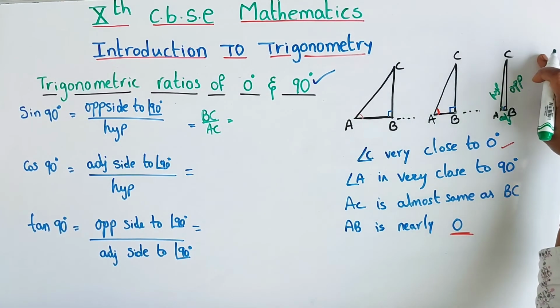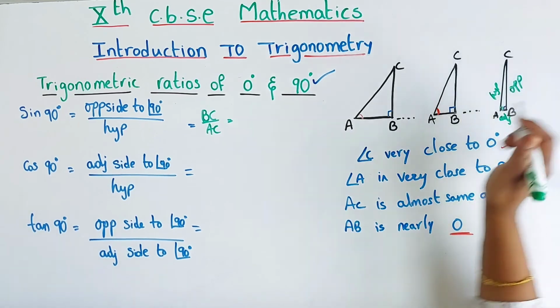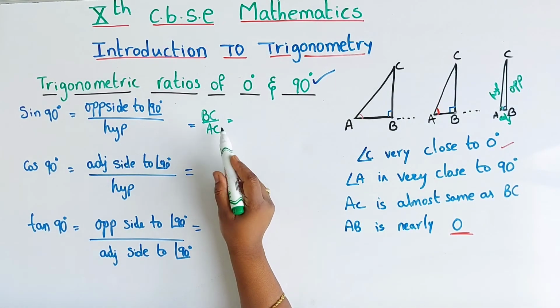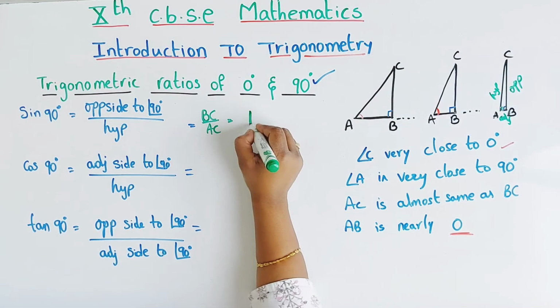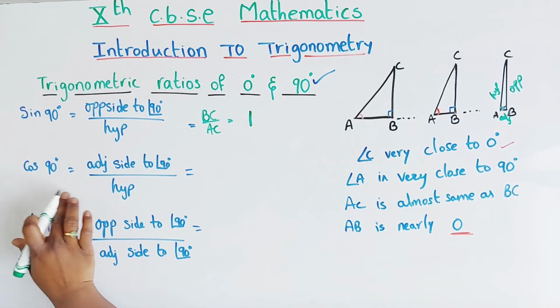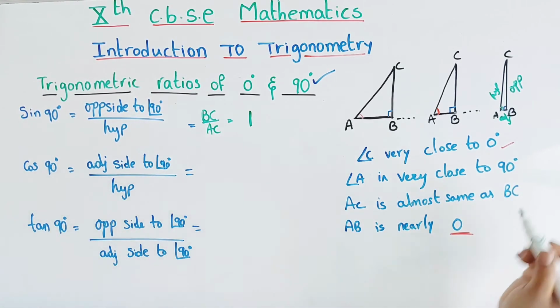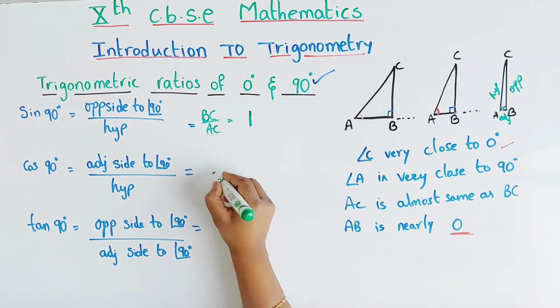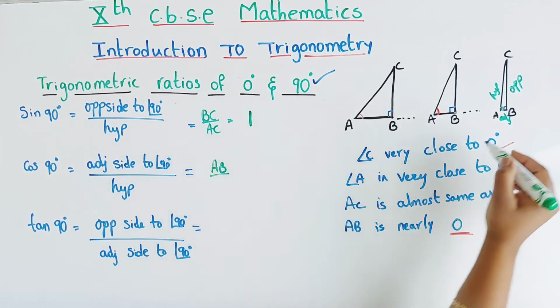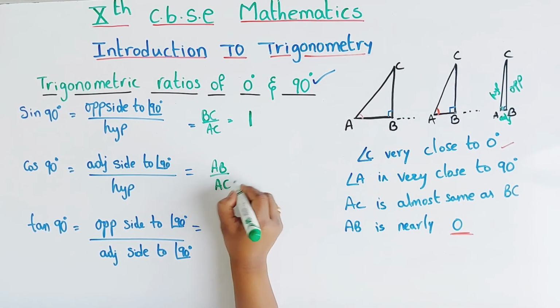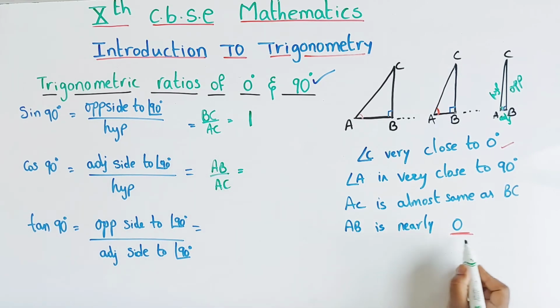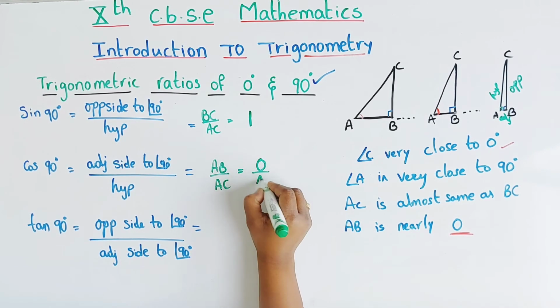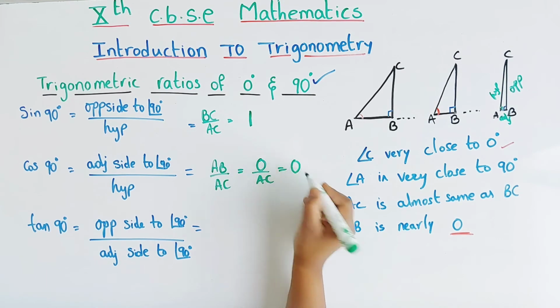What is BC value, children? It is almost AC, right? So BC and AC are almost the same. That means sin 90 is 1. Cos 90 degrees: adjacent side to 90 degrees, that is AB, divided by hypotenuse, which is AC. AB is nearly 0. 0 by AC, that means 0 by anything, it is 0, right?